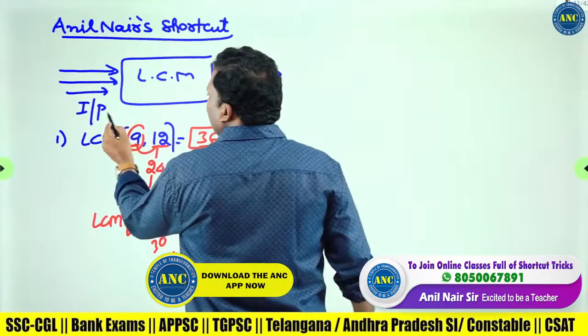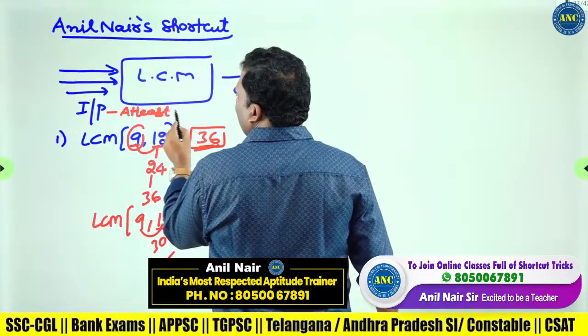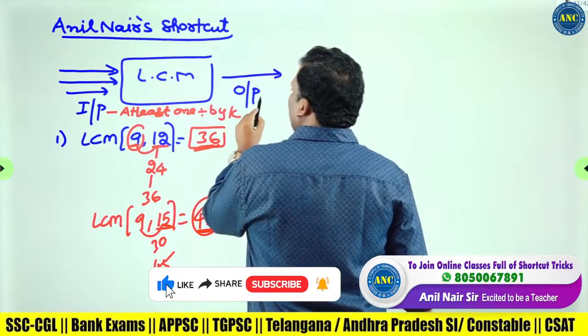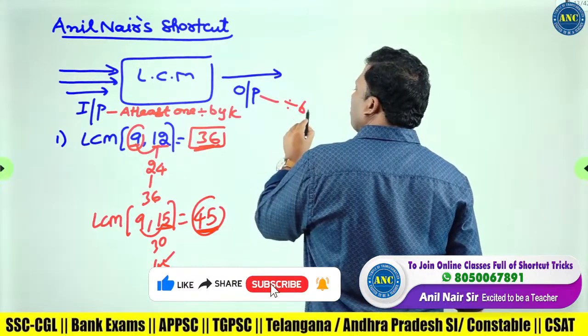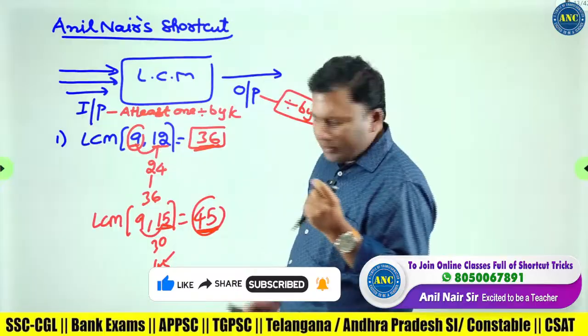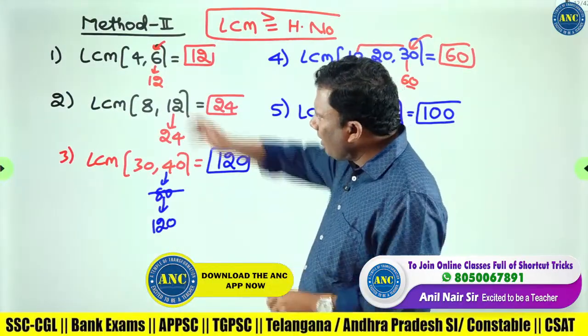In input, if at least one number is divisible by k, output will also be divisible by k. At least one number, see here. One minute, let me complete.